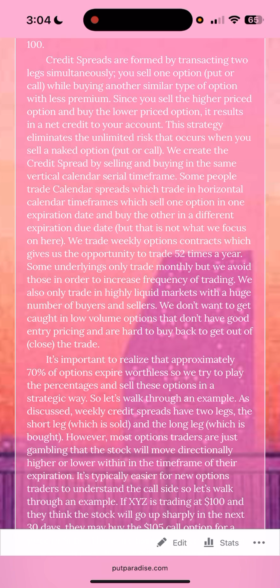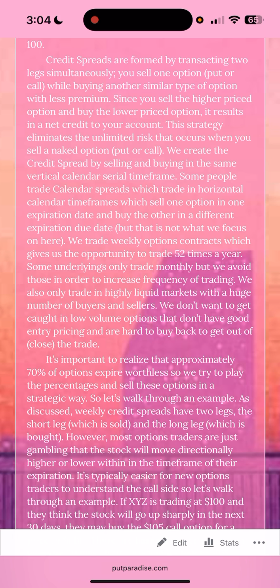This strategy eliminates the unlimited risk that occurs when you sell a naked option, whether it's a put or a call, because you're buying that far out of the money insurance to make sure that if it goes really far down, or in the case of a call, really far up, you would be buying protection against a black swan or a Six Sigma type of an event to the upside or the downside. Now, for us, we're worried about the downside. So we buy that put far out of the money as protection.